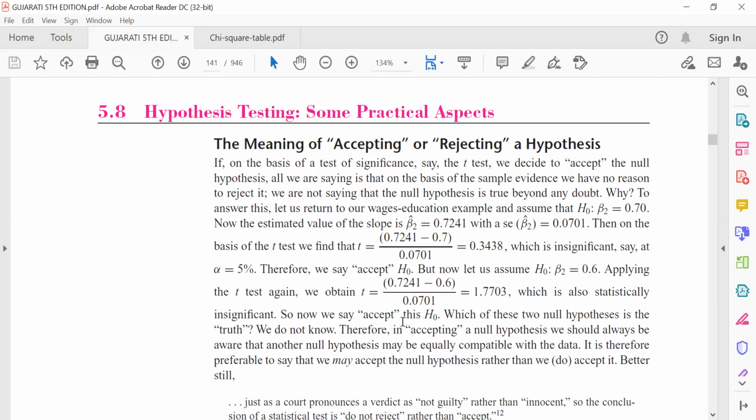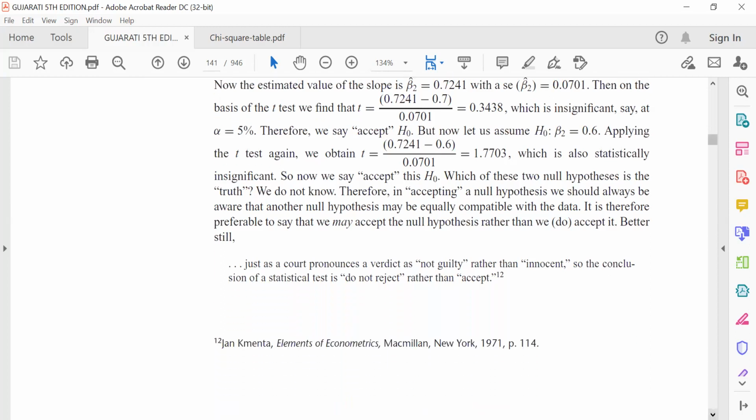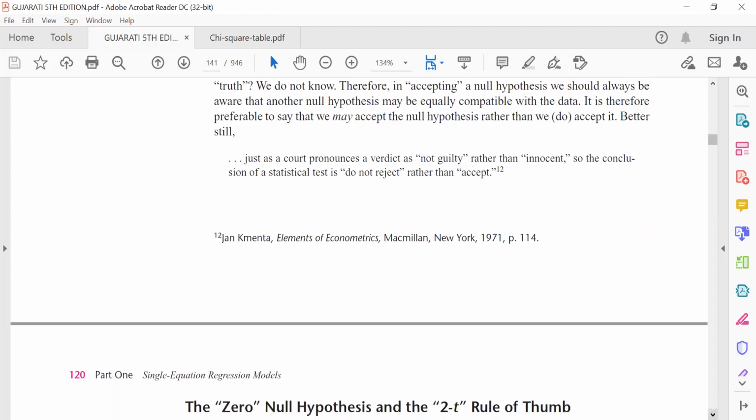It is therefore preferable to say that we may accept the null hypothesis rather than we accept it, because there is no guarantee that our model is the best model, unless we use a 99.9% significance level.